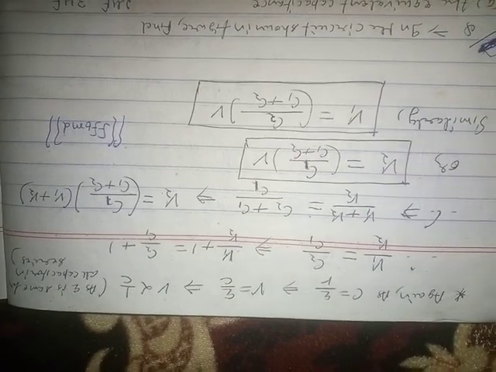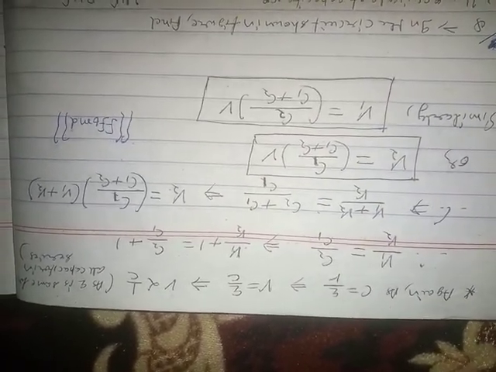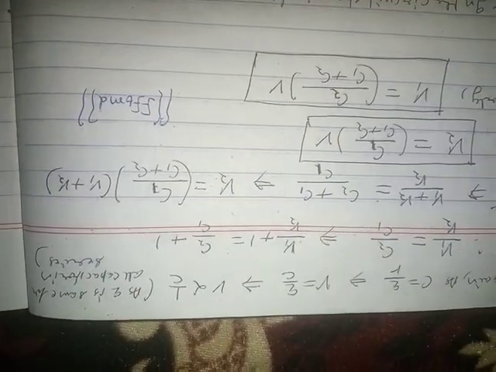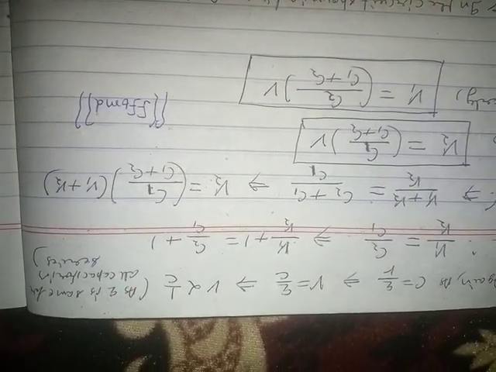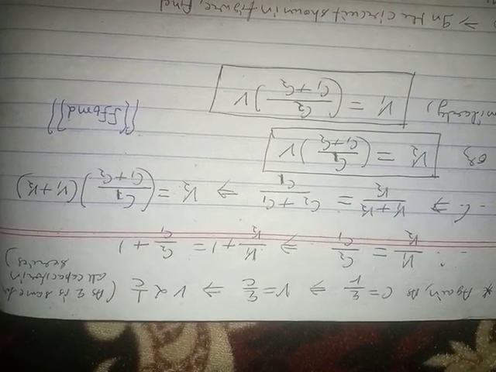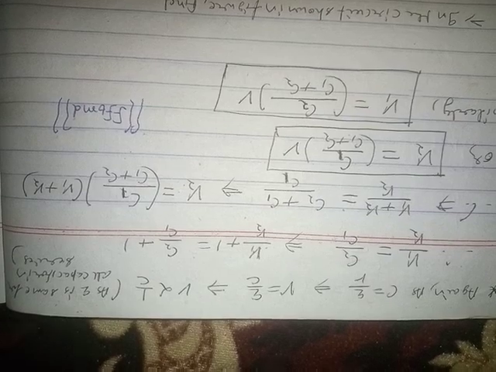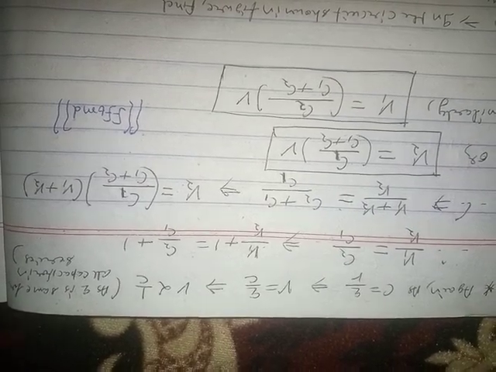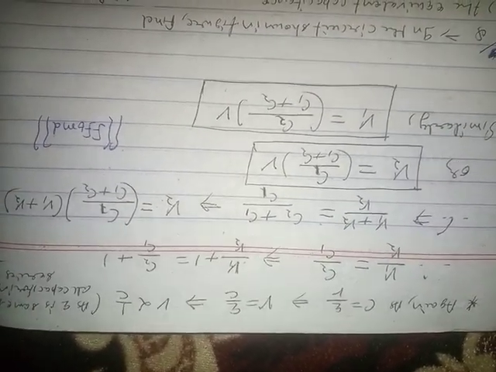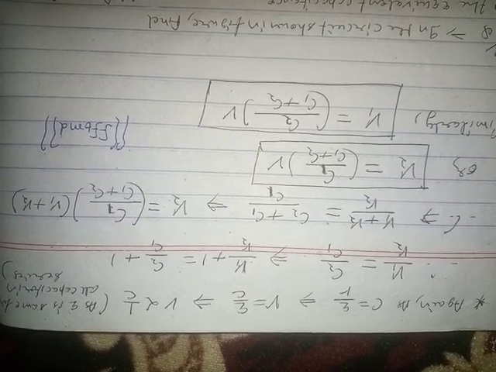Again, as C equals Q by V, this implies V equals Q by C. This implies V is proportional to 1 by C, as Q is the same for all capacitors in series. Hence V1 by V2 equals C2 by C1. This implies V1 by V2 plus 1 equals C2 by C1 plus 1. This implies V1 plus V2 by V2 equals C2 plus C1 by C1.